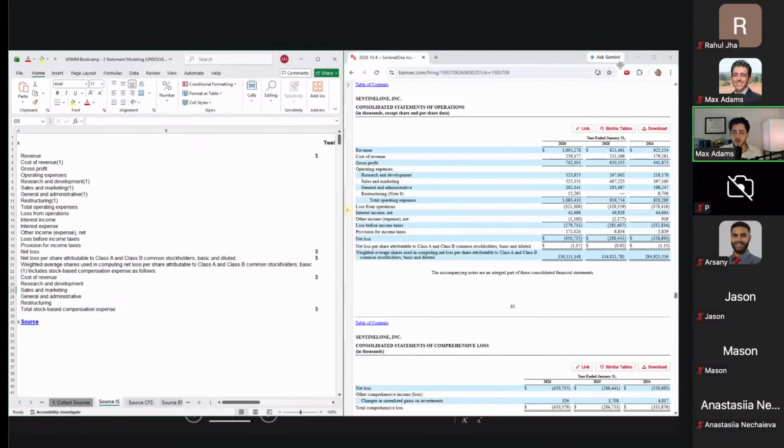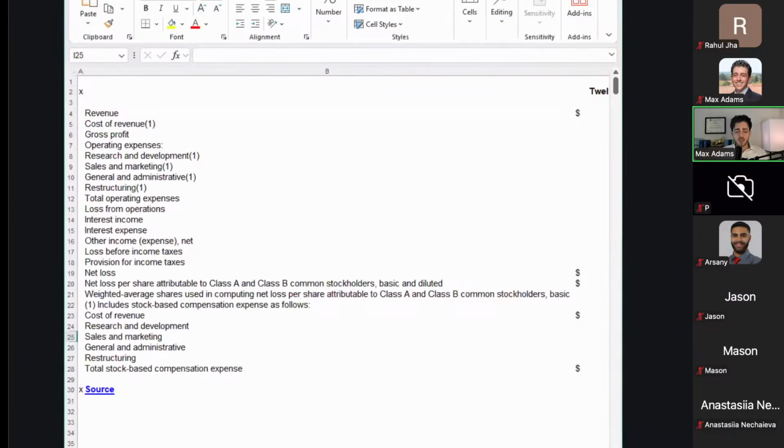Okay, great. Well, in that case, let's hop back over to the model. I'm going to change my screen share so you can see the Excel in more detail here. Okay, great. So that's going to get us the information. Let's take a slightly deeper look at what's actually going on here.